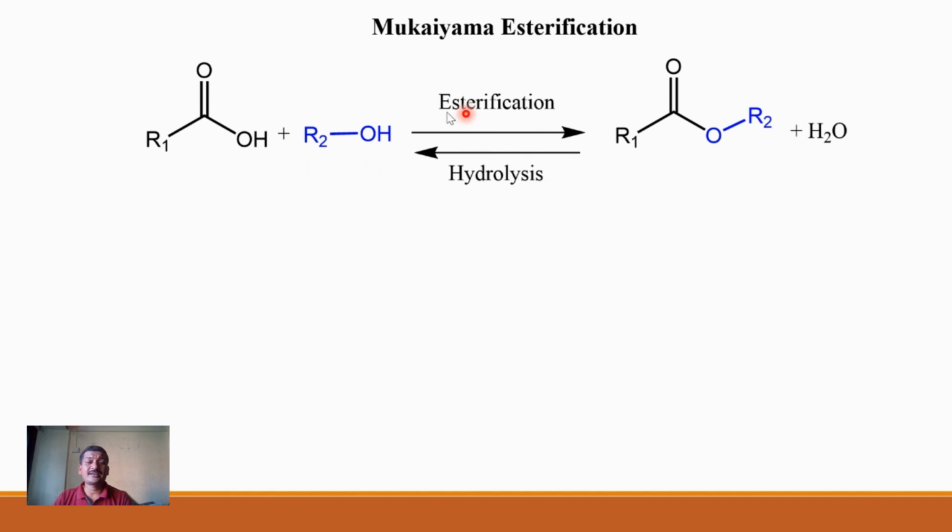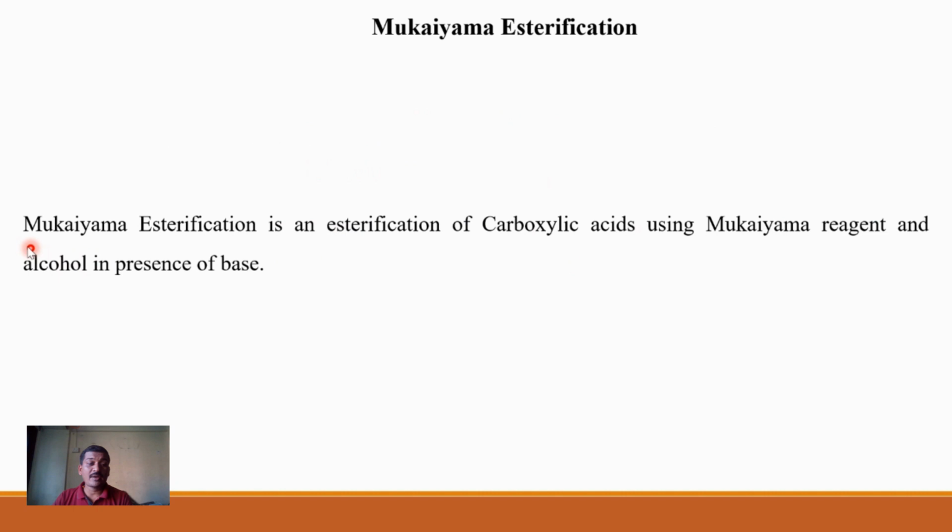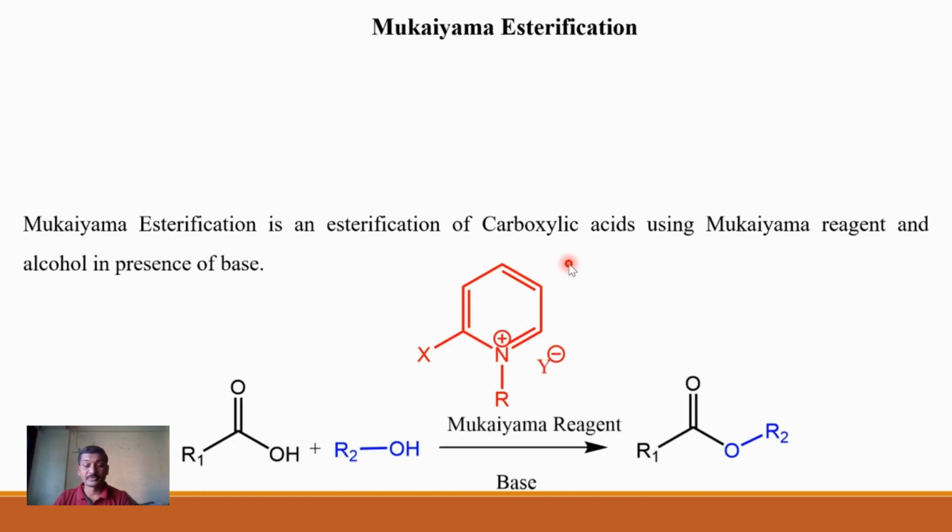Now, what is the difference between the normal esterification reaction and the Mukaiyama esterification reaction? Mukaiyama esterification is the esterification of a carboxylic acid using Mukaiyama reagent and alcohol in the presence of a base. Here a base is used, whereas generally acids are used for esterification. This is the general reaction, where the carboxylic acid is condensed with the alcohol in the presence of Mukaiyama reagent and base to give the ester.